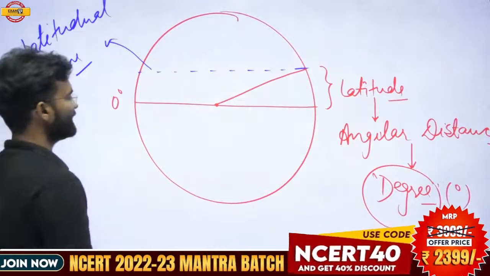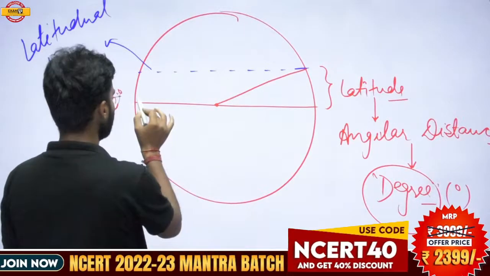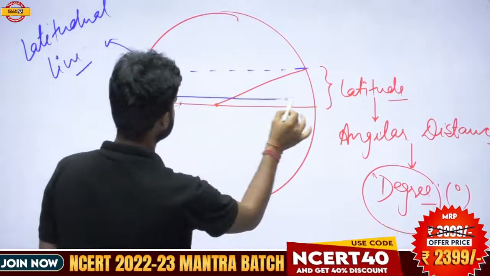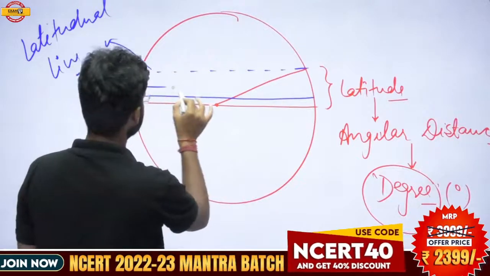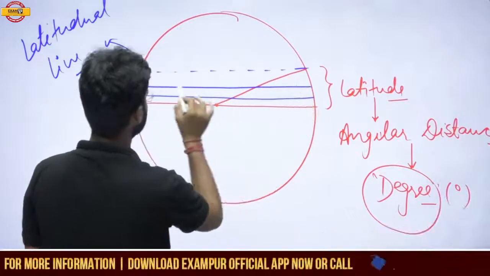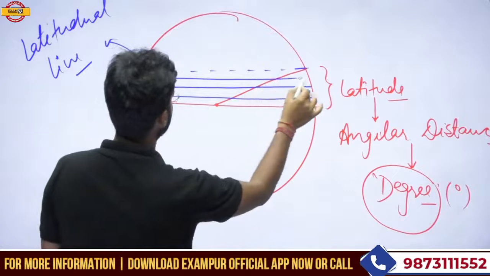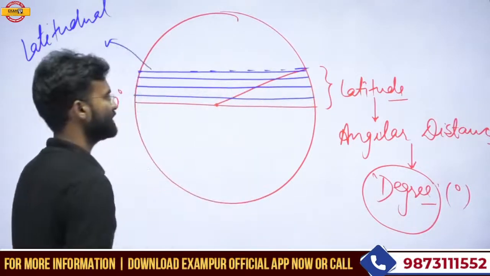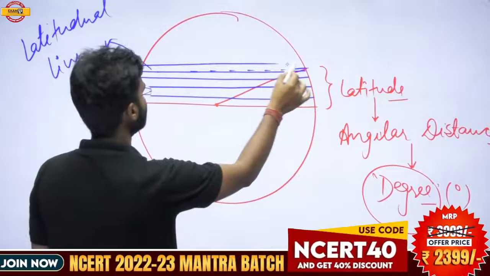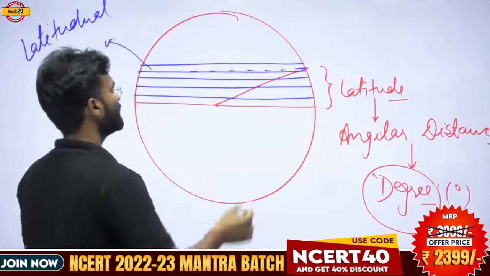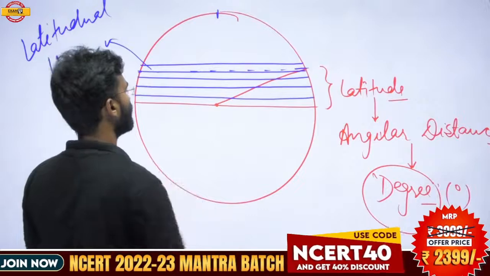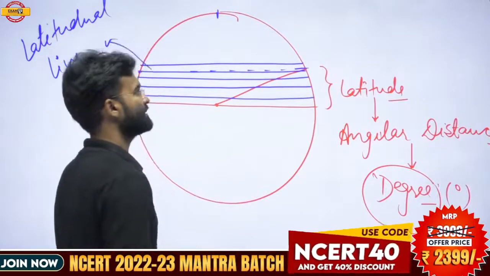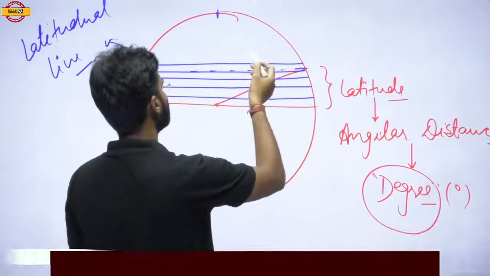If we draw a latitude at every degree of angular distance, every 1 degree of the angular distance of the Earth, then we can draw 90 latitudes, or we can take 90 degrees of angular distance on one side, in one hemisphere.